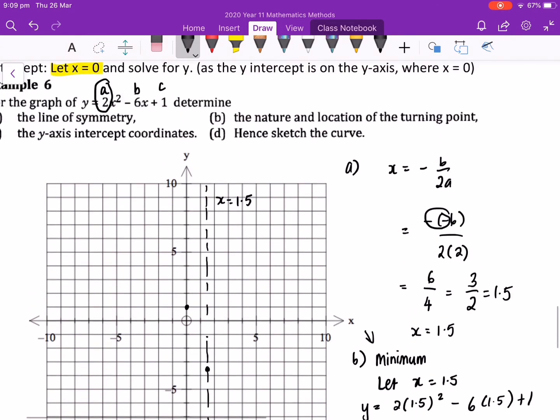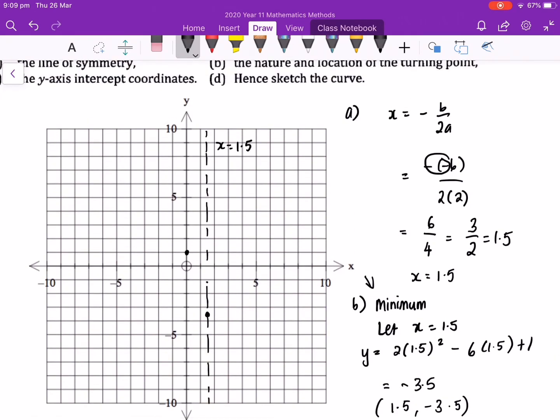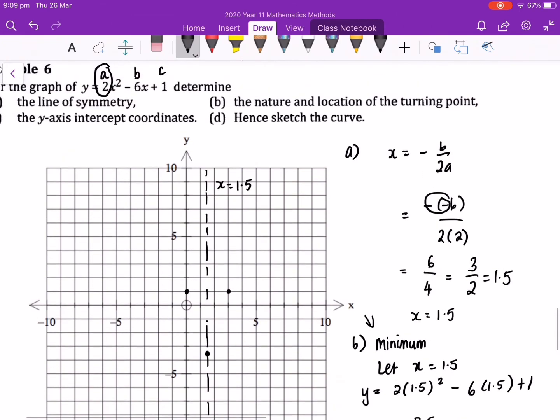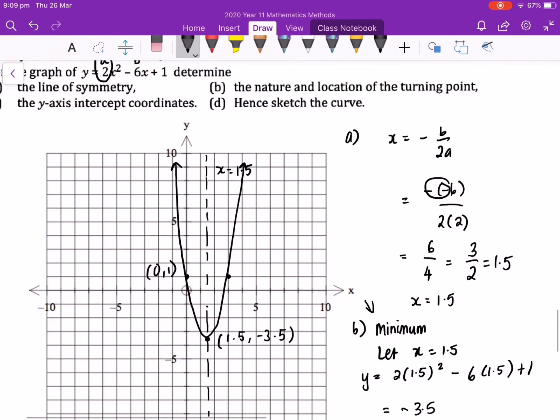Now I'm going to put in the reflection of my point. So for example, this one here is 1.5 away. This is also 1.5 away. And I'm going to use this to help me sketch my curve. So I'm going to connect the points up. Here we go. And then I'm going to label in my intercept, which is 0, 1. I'm going to label my turning point, which is 1.5, negative 3.5. And I've also already labeled in my line of symmetry as well.